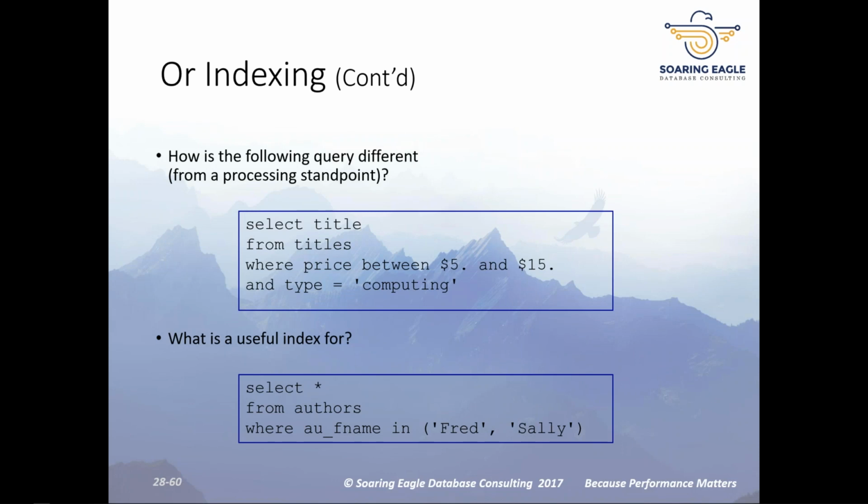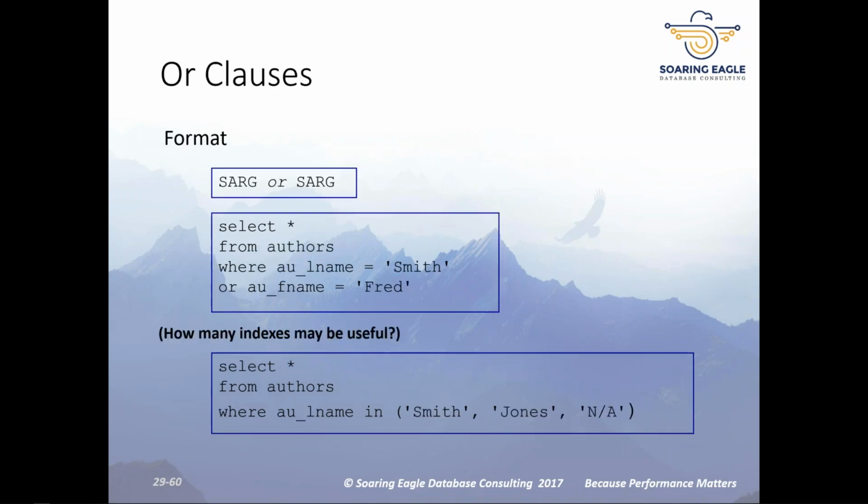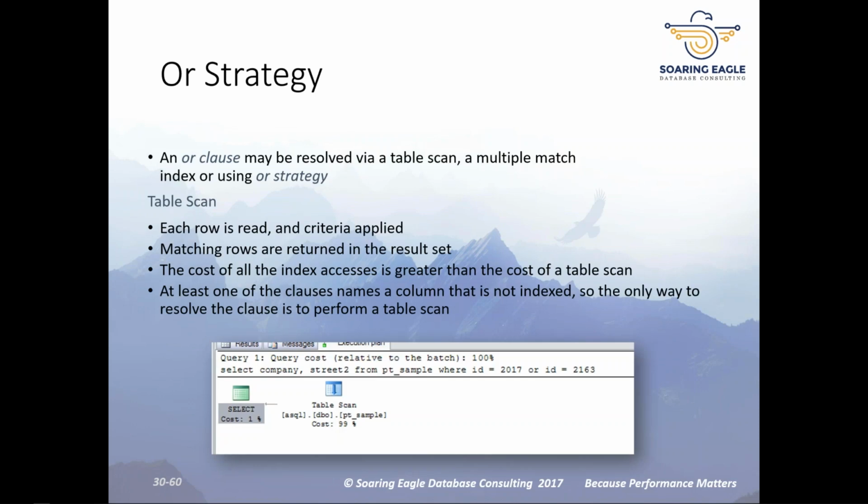If I have first name in, the useful thing to know is that I will make multiple passes of a single index, one for the Freds and one for the Sallys. We've talked about the ORs, we've talked about the INs. Take a brief talk about the OR strategy.